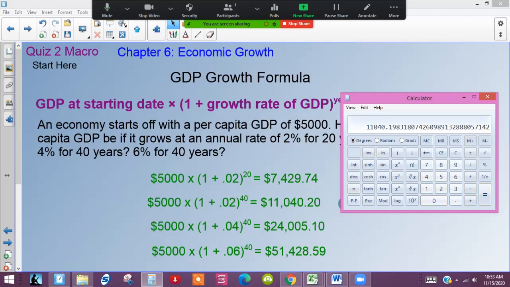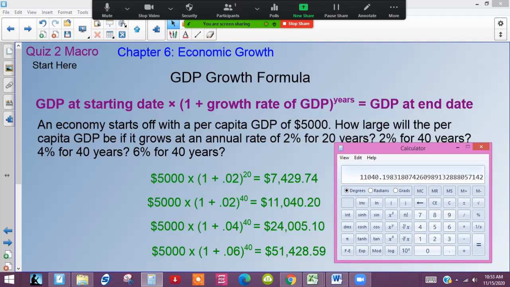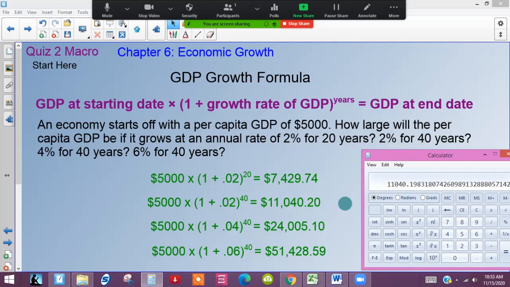Okay, so that's how you do the growth formula, or the growth rate problems. You're going to have plenty of time to do this quiz, so I would highly encourage you to work each of these calculations twice, just to make sure that you don't make a silly mistake with your calculator, punching in the wrong numbers or something. So I would do each one of these twice.